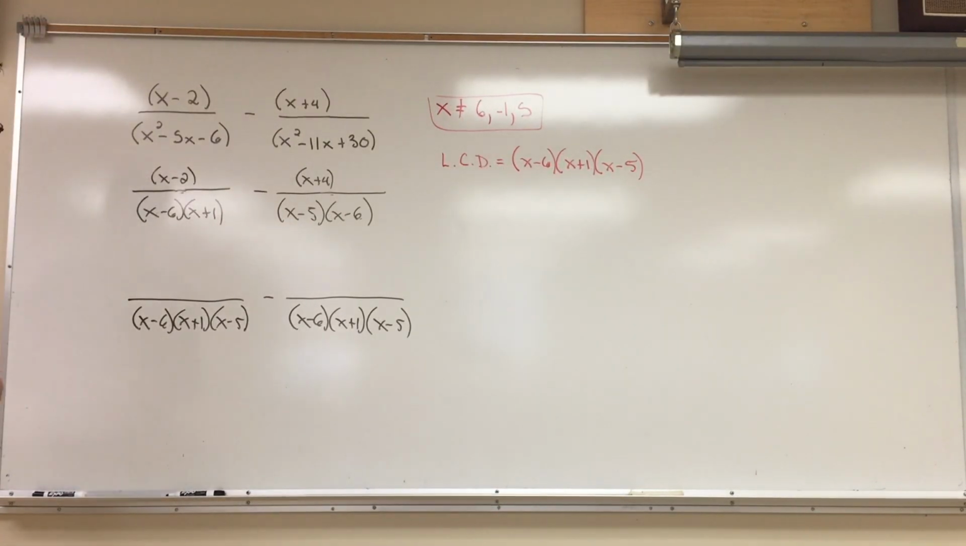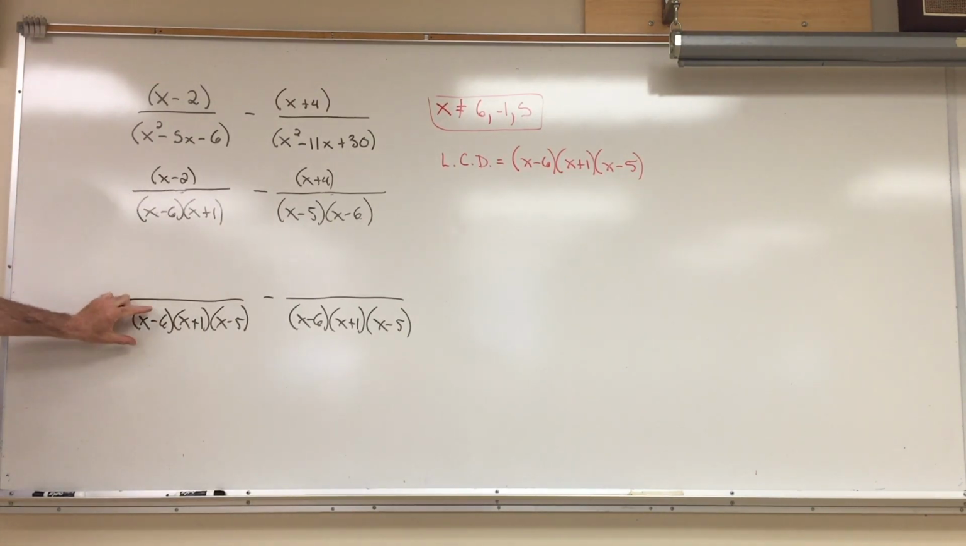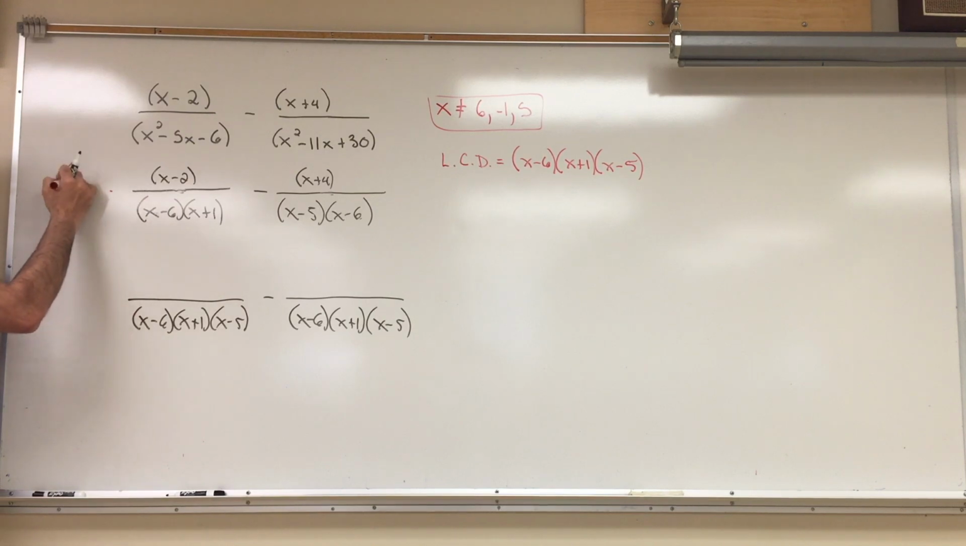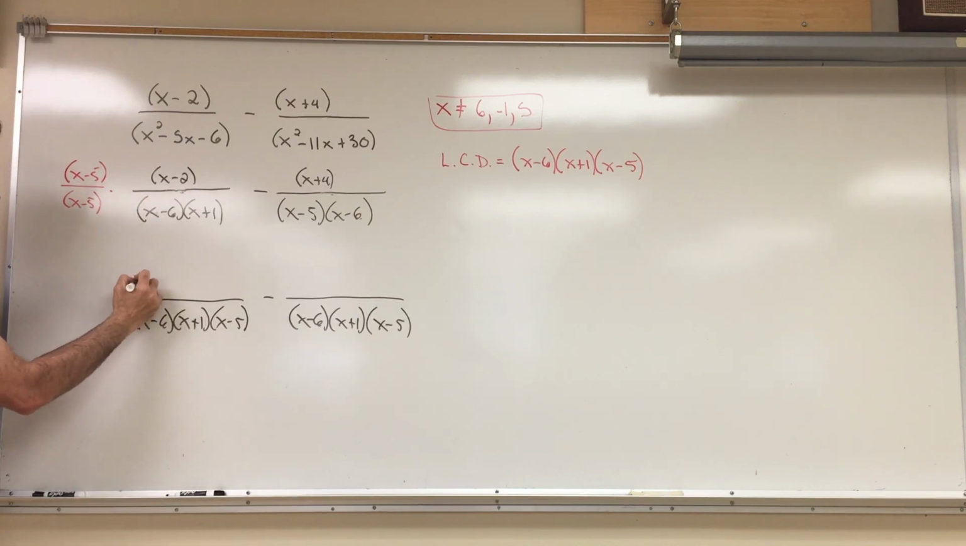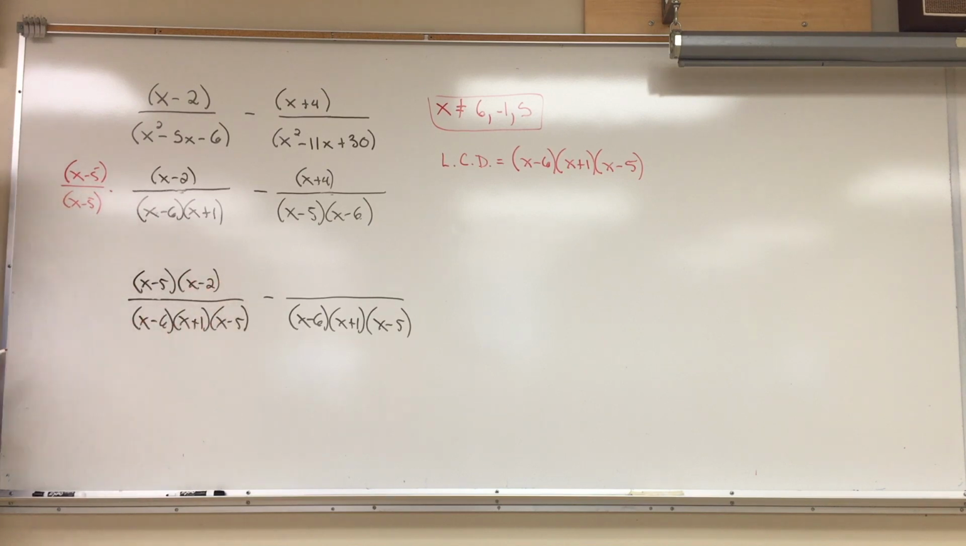Okay, so what's missing from this denominator that we have down here? The x minus 5. So let's multiply top and bottom by x minus 5. You can see that this is going to get to be a very large expression to begin with before it gets smaller.